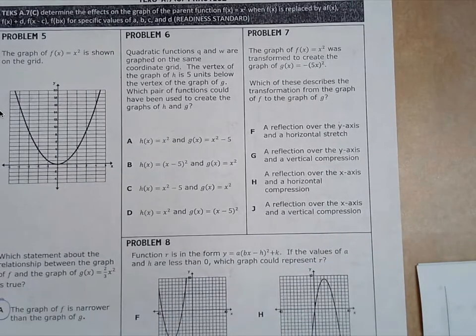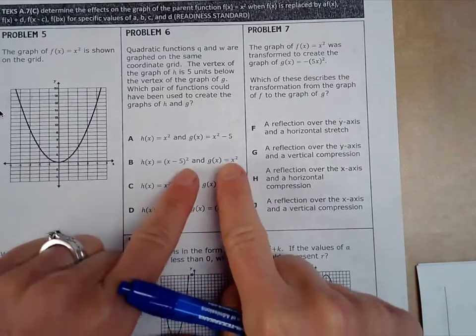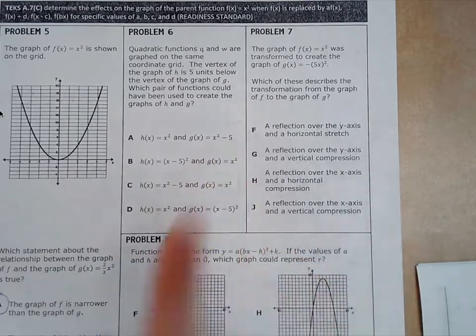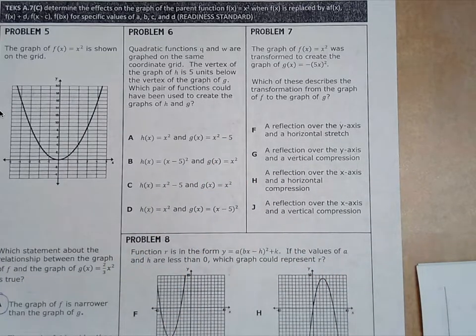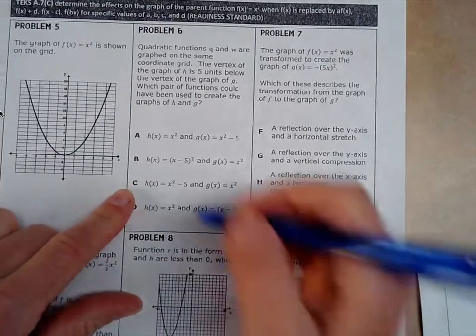And then if it's moving it up and down, that means the y-intercept is changing. It's the plus or minus some number. It's not inside the parentheses. The number inside the parentheses moves it left and right. If it's outside the parentheses like this, it moves it up and down. So the one that actually works is C. Okay, good.